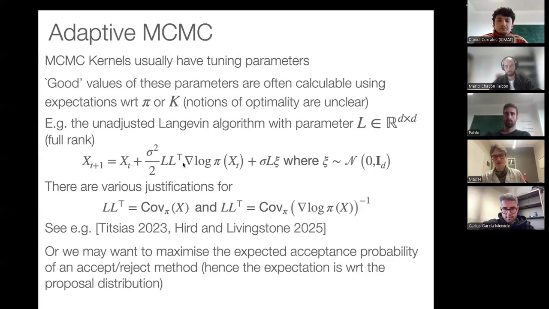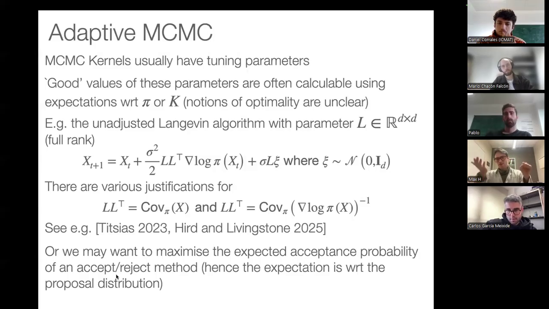Or if these expectations are with respect to K, we might want to maximize the expected acceptance probability of an accept reject method. And then in this case, the expectation is with respect to the proposal distribution. So accept reject chains mean that you have your current point x of t minus 1, you propose a new point, and then you accept or reject according to some probability. If you're rejecting all the time, that's bad.